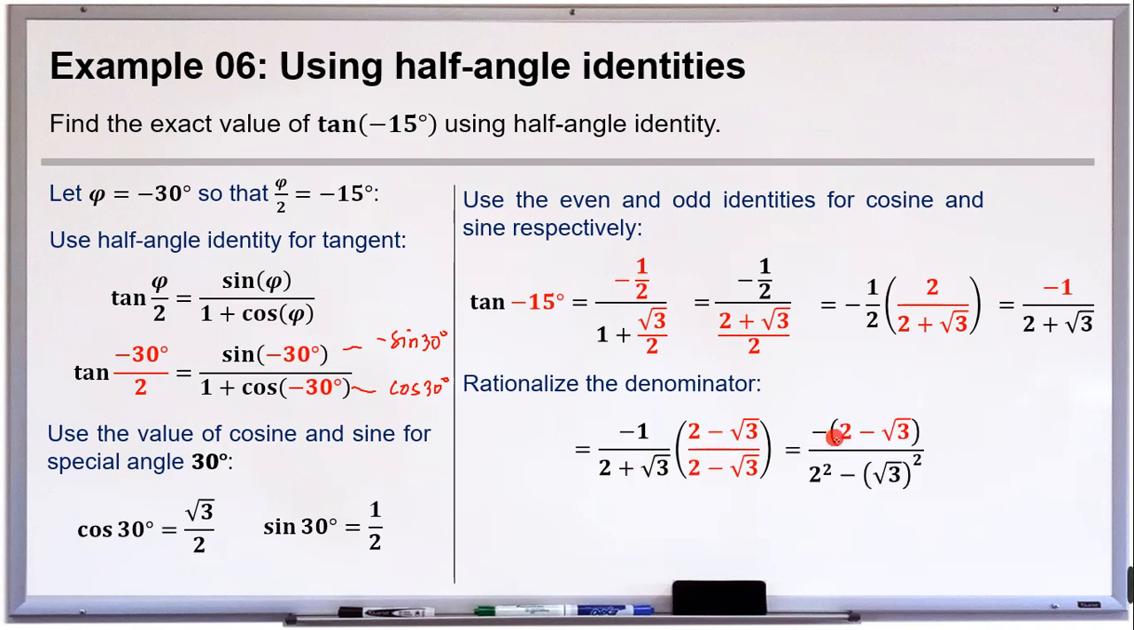Simplifying this one, you will have negative 2 minus square root of 3 in the numerator. Then use the sum and difference of two terms in order to simplify the denominator. So you have 2 squared minus square root of 3 squared. Next, the denominator becomes 4 minus 3. So you'll end up with 1 in the denominator, or that is equal to negative times 2 minus square root of 3. And if you distribute the negative sign, it will become square root of 3 minus 2. So this is the exact value of the tangent of negative 15 degrees.